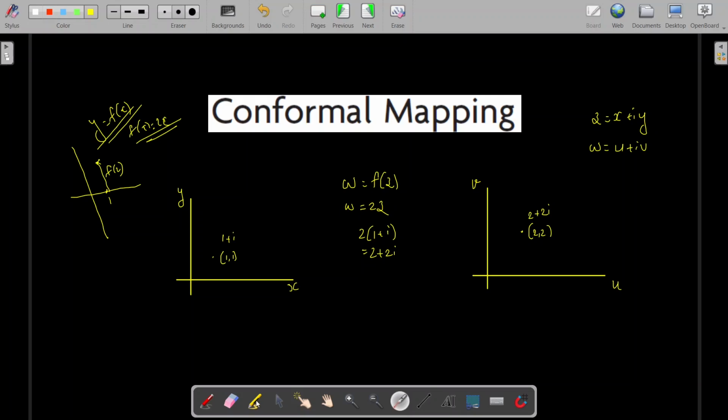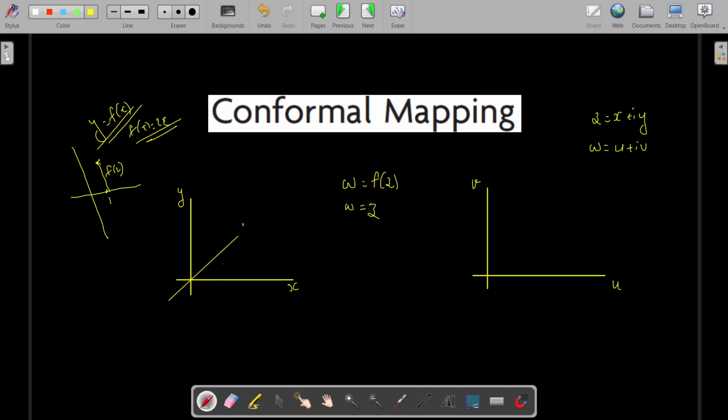But for complex mapping, when you represent a point z, it is actually of the form x plus iy, and to represent this single point z, we need a plane. So we need the z plane to represent points, and the images lie in the w plane, so we need another plane to represent the images of the corresponding points of the z plane. So here this is the z plane and this is the w plane. For each point in the z plane, we map the corresponding point in the w plane, and this point is called the image of the corresponding point in the z plane.